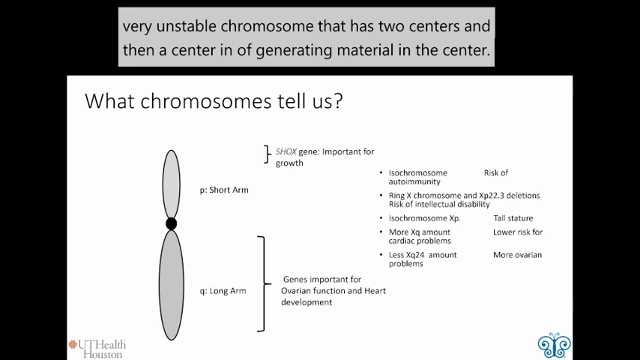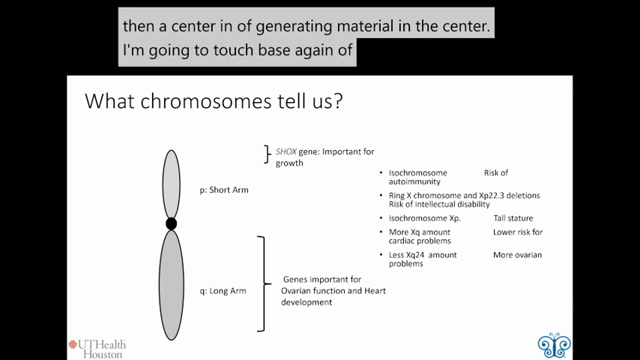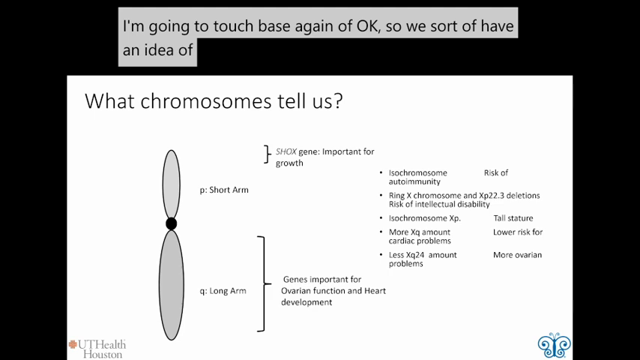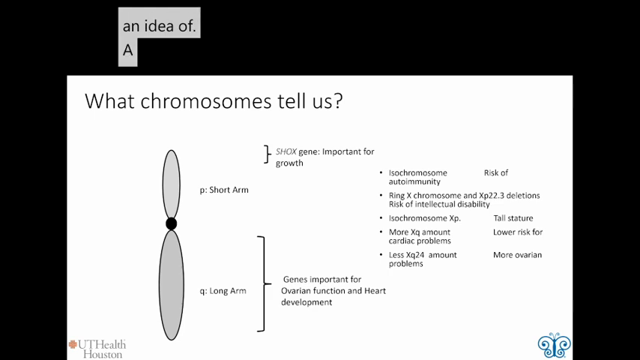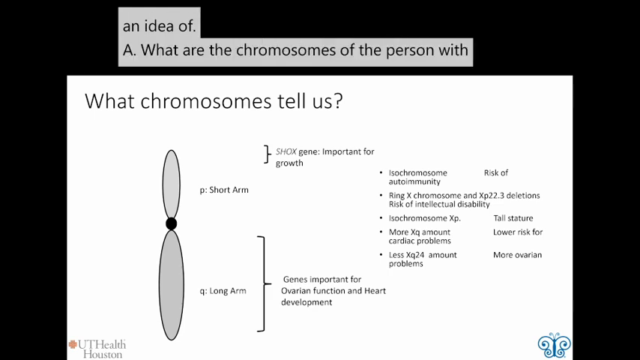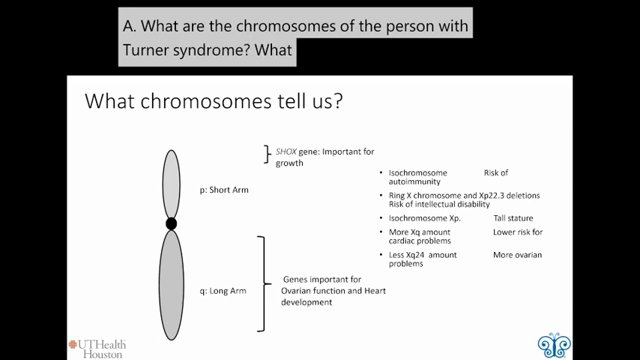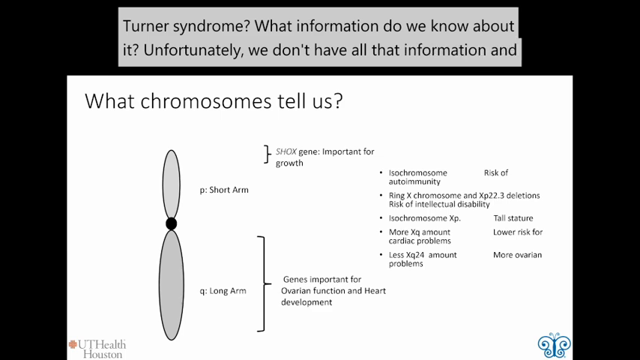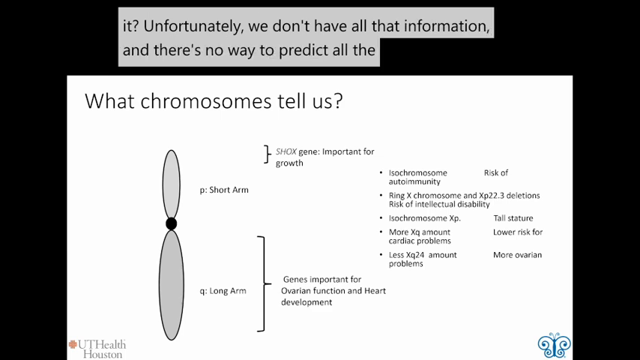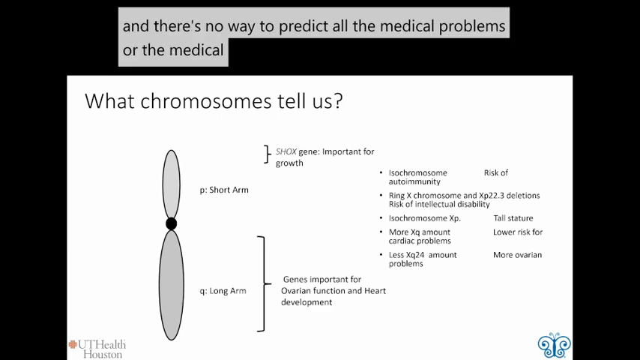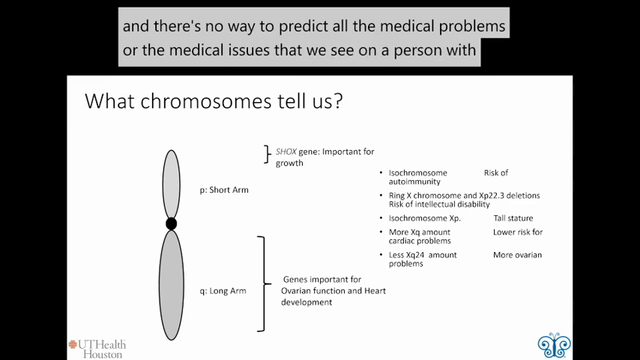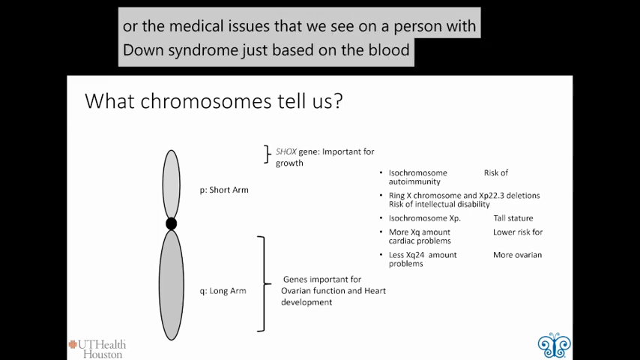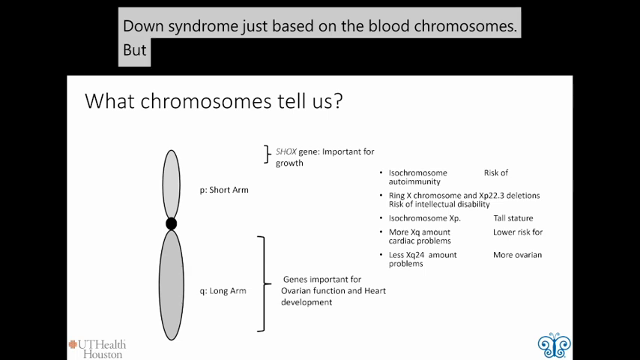I'm going to touch base again. Okay, so we sort of have an idea of what the chromosomes are of the person with Turner syndrome. What information do we know about it? Unfortunately, we don't have all that information, and there is no way to predict all the medical problems or medical issues that we see in a person with Turner syndrome just based on the blood chromosomes. But we have an idea of things to look for.